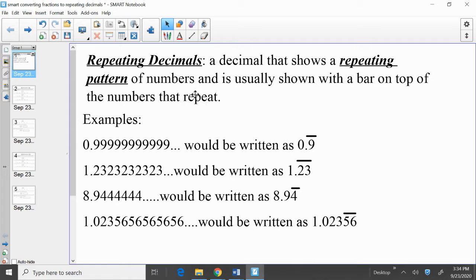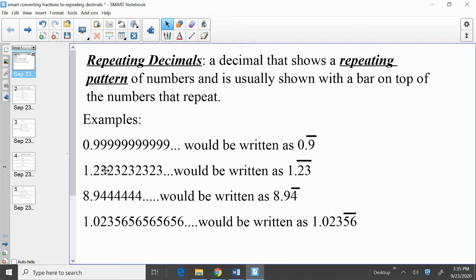Okay, so definitions are no good unless you have examples. So here's some examples for you. If I have 0.99999999999 and it would go on forever, that would be written as 0.9 with a line over the 9, showing that the 9 repeats forever. But this is a much easier way of writing that because this would go on forever and would never stop. So this just lets us know that the 9 goes on forever. All right, but you can have more than one number repeat.